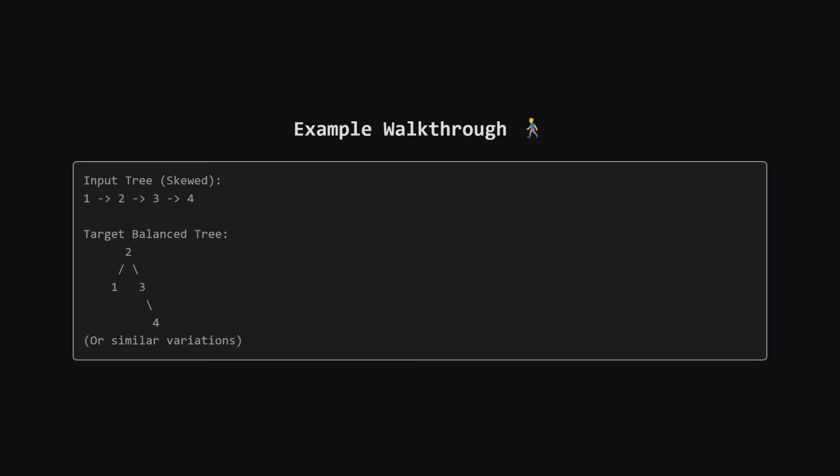Let's look at an example. Imagine we have a tree that's just a straight line: 1, connected to 2, connected to 3, connected to 4. This is technically a BST, but it's a terrible one. To balance it, we might pick 2 as the root. Then 1 becomes its left child, and 3 becomes its right child. 4 would then attach to 3. Now the depth is much smaller. There can be multiple correct answers, but they all must satisfy the height constraint.